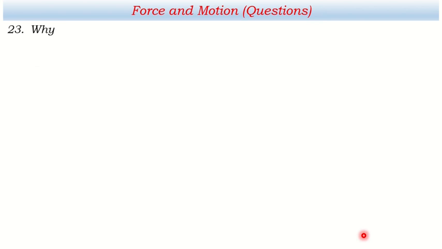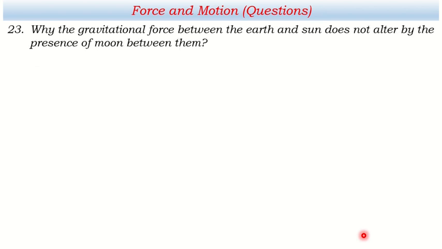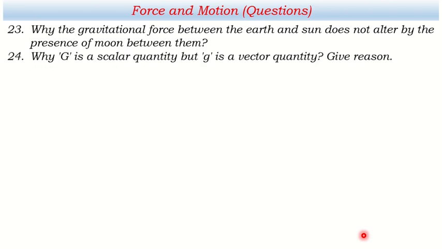Now let's have another set. Why does the gravitational force between the earth and sun not alter by the presence of the moon between them? It's very clear from the question that the moon doesn't make any difference to the gravitational force between earth and sun. But the question is why? What is the reason? Okay, next. Why is G a scalar quantity but small g a vector quantity? Give reason. This is a little genuine question.